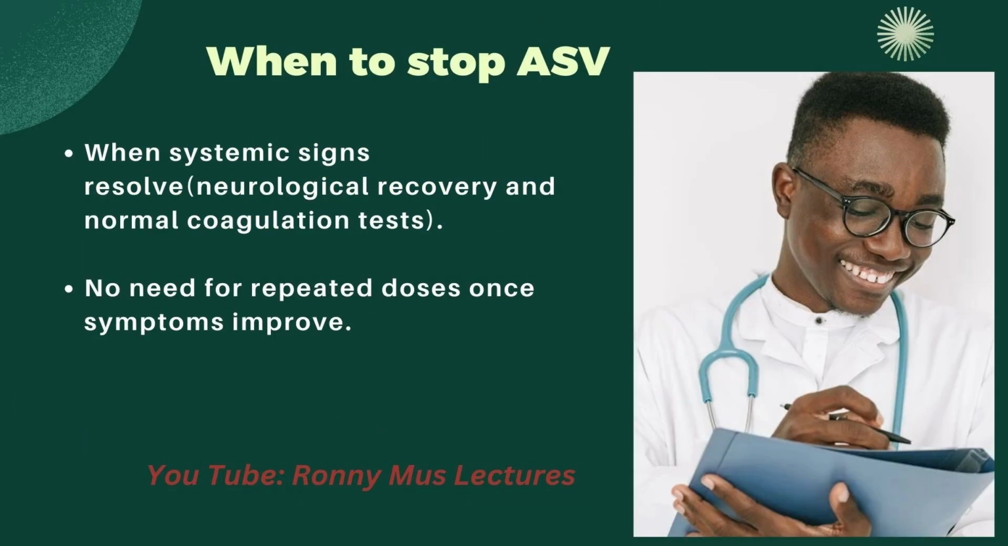When to stop ASV? You stop ASV when systemic signs resolve. These include neurological recovery and also when there are normal coagulation tests. There is no need for repeated doses once symptoms improve.